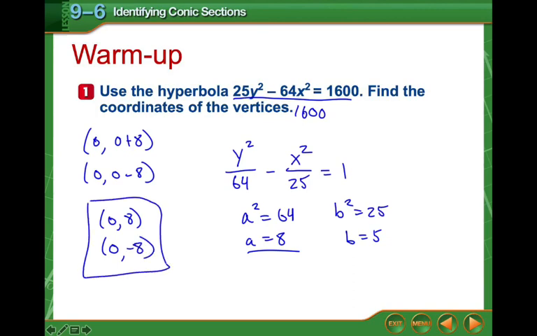And that's it. Now, if it wasn't centered at the origin, it would have made things a little bit different, but we still would have been able to just add 8 and subtract 8 from the k value there.